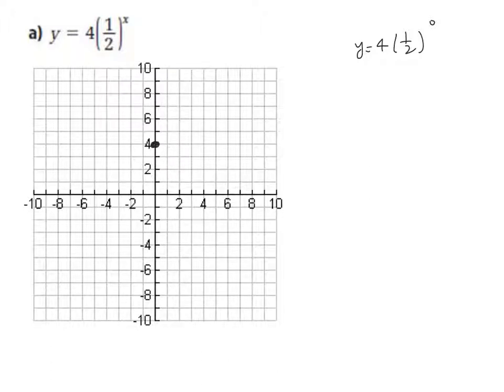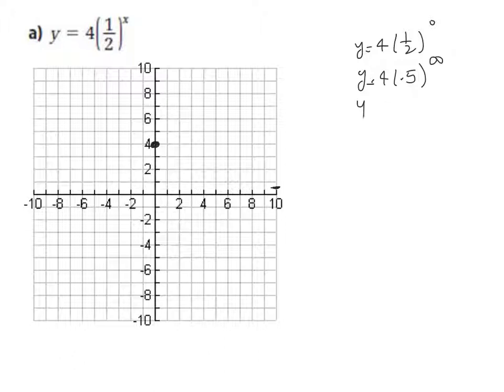The next point we are going to pick is when x goes to infinity. When x goes to infinity, we get 4 times 0.5 exponent plus infinity. We know that 0.5 exponent a huge number is going to give us almost 0. So y becomes 0. So it means that y is here, close to the x-axis.